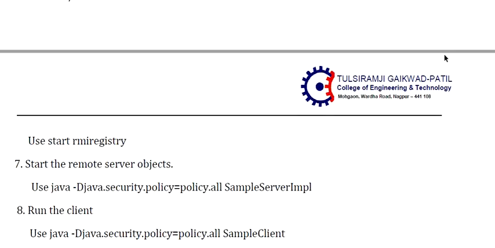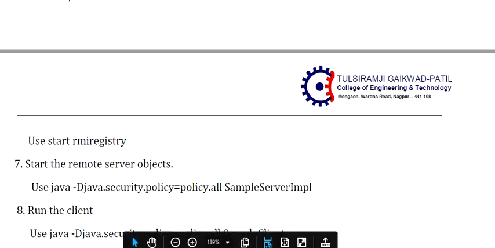The eighth step is to run the client. The client will run the process by invoking the method from the server side, and it will execute at the client side. So the job of the client-side process will be done, it will finish the task and give the result according to the requirement. So this is all about the RMI process in the distributed system. Thank you very much.